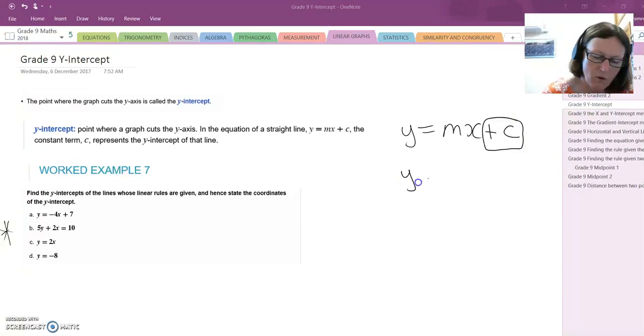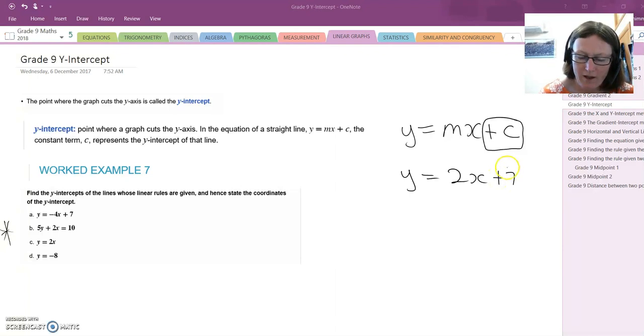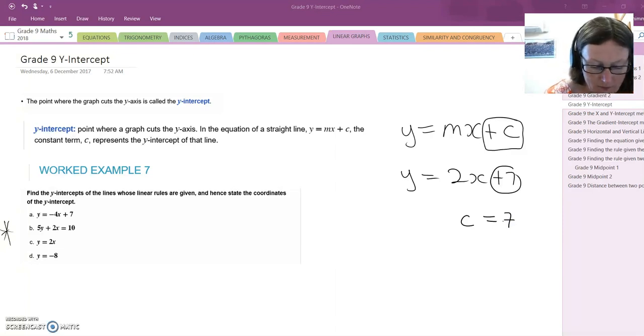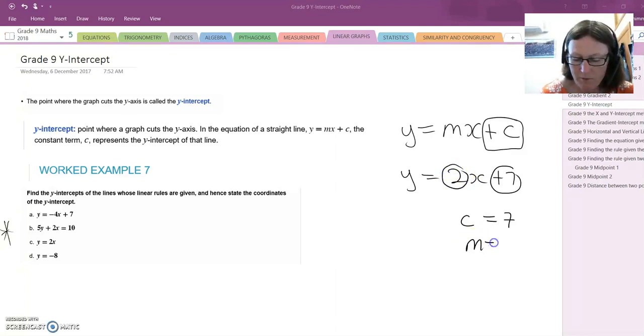So if we had y equals 2x plus 7, the constant term, that is the term without the x, is our y-intercept. So y-intercept is given the reference of c. So c stands for y-intercept. Our previous knowledge, remember that the coefficient with the x is our gradient. So we could write from this that our gradient is 2.